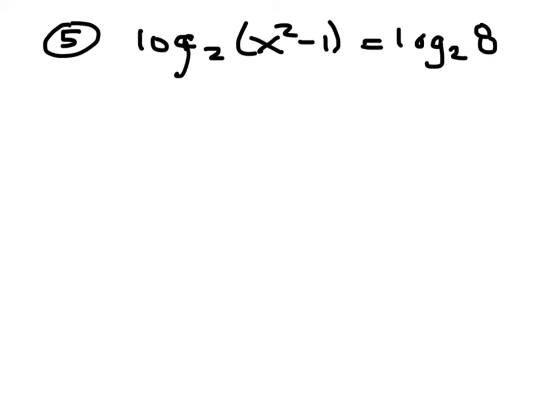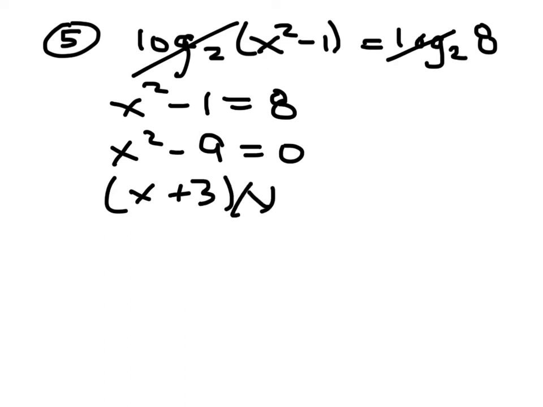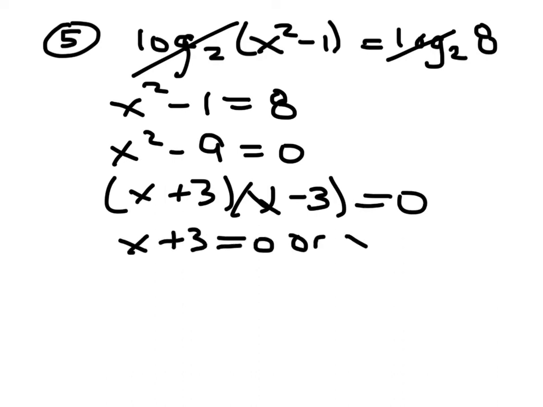When you have a log on both sides, cancel. And now I have a quadratic. Get all the terms on the same side. Factor. Set each factor equal to 0. And solve. Plus or minus 3.